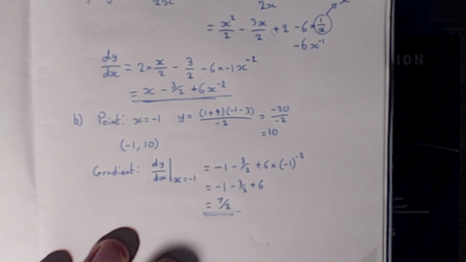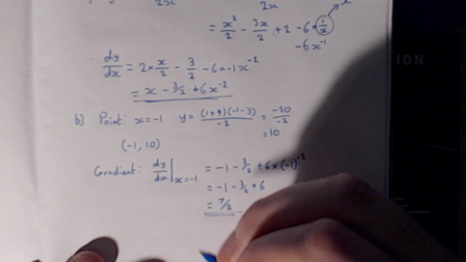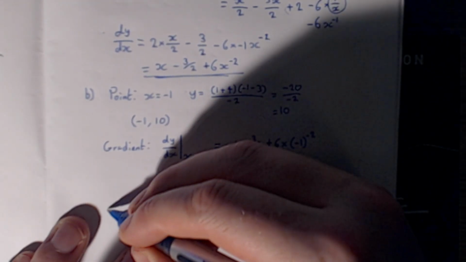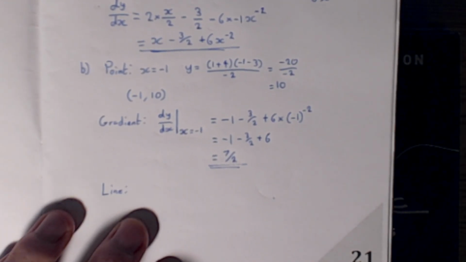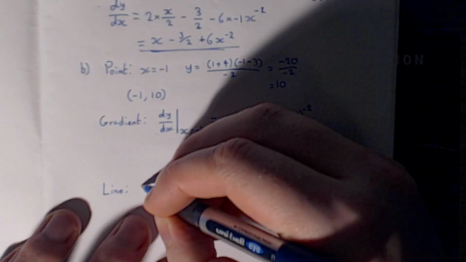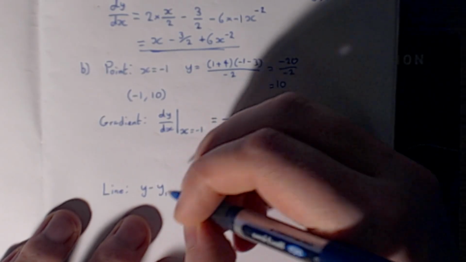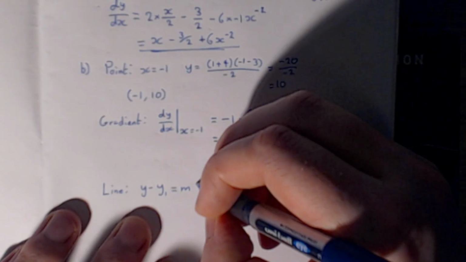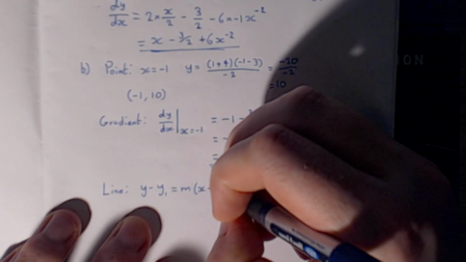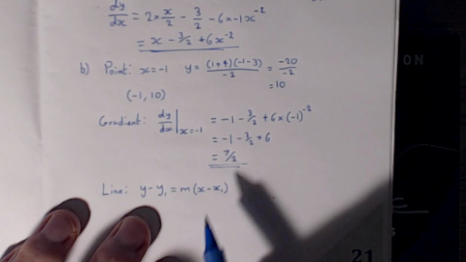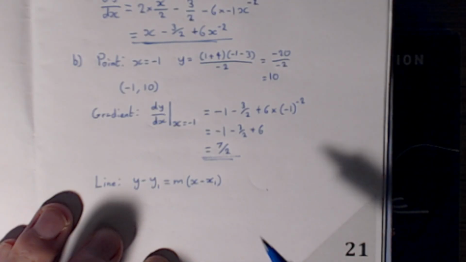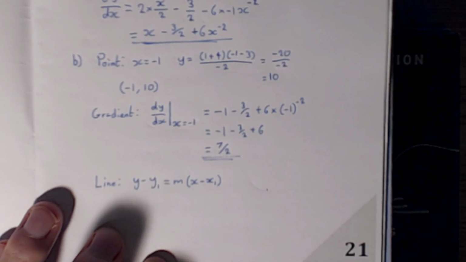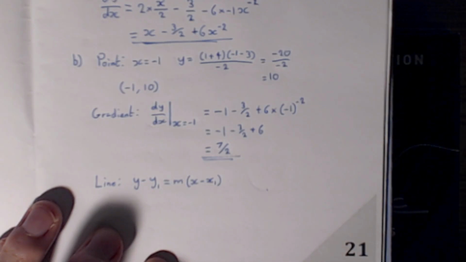That is our gradient. The last step is our line. We're going to write out our equation of the line, which is y minus y1 is equal to m times x minus x1. Now we should always be using this form in A level, because it's much easier to work with than our original y equals mx plus c that we know from GCSE.